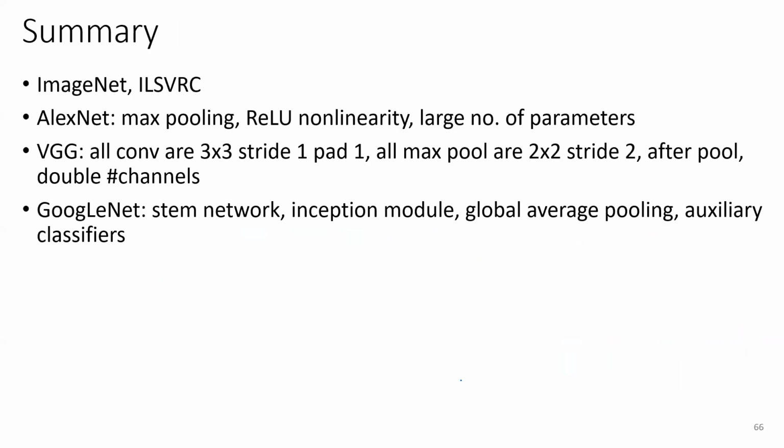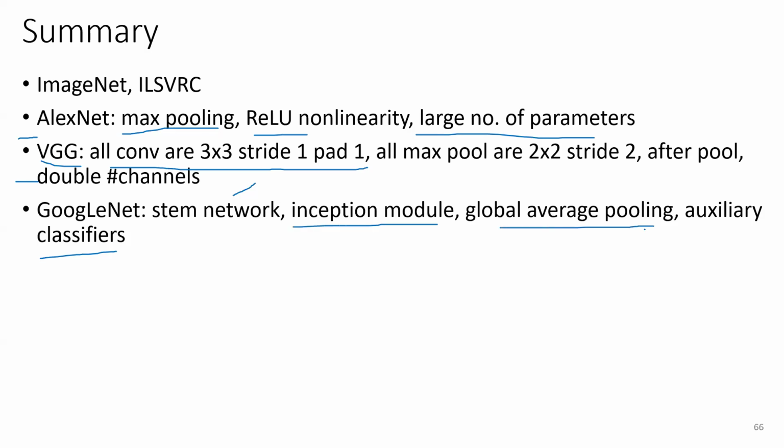Okay, so we briefly talked about the ImageNet and ImageNet large-scale visual recognition challenge and how AlexNet won that challenge. It introduces max pooling, ReLU nonlinearity and a large number of parameters. In VGGNet, all convolutions are 3 by 3 stride 1 pad 1. All max poolings are 2 by 2 stride 2, and after pooling we double the number of channels. GoogleNet has a stem network, which quickly downsamples the image to make the number of computations quite less. An inception module, global average pooling, auxiliary classifiers. Global average pooling reduces the number of parameters in the fully connected layers. Those are the contributions.